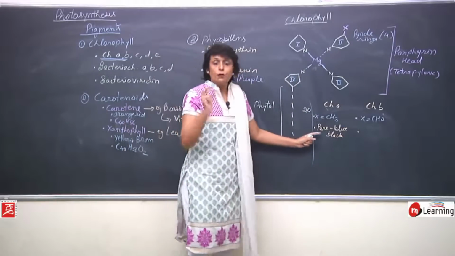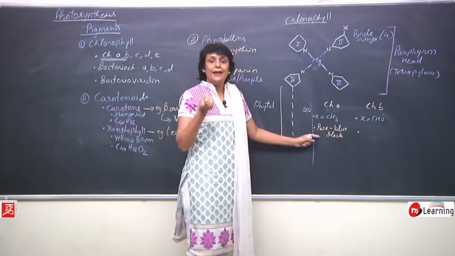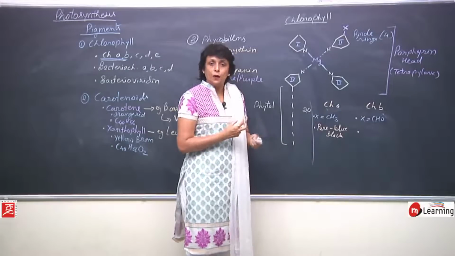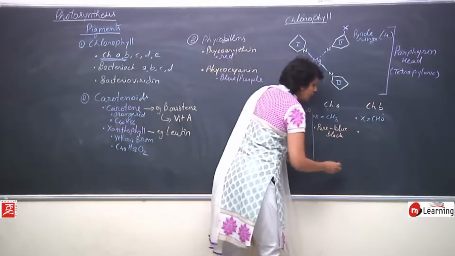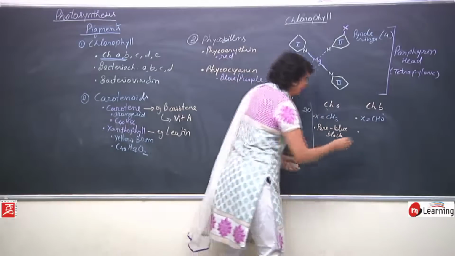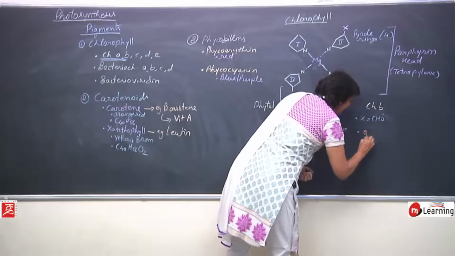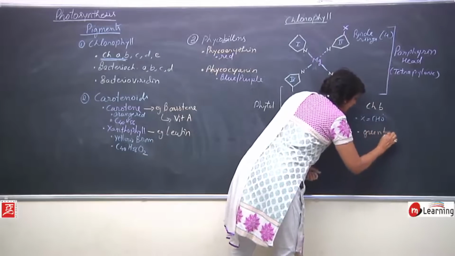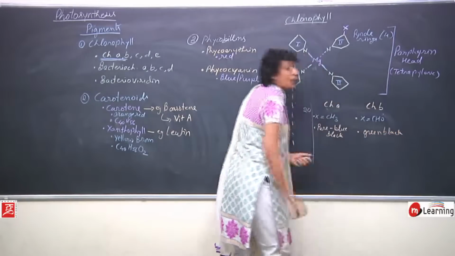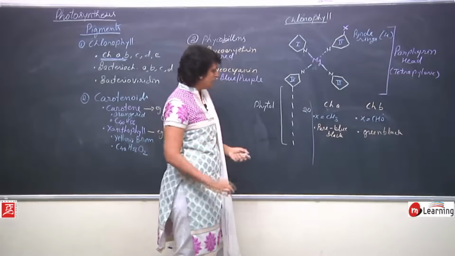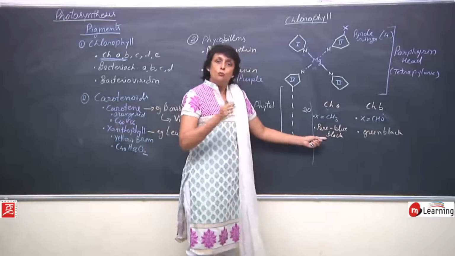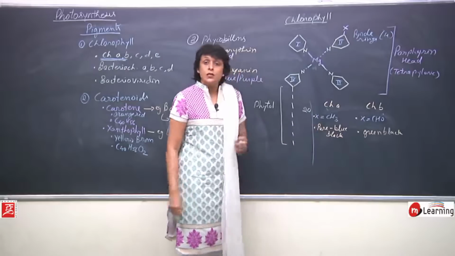What are we talking about? We are talking about chlorophyll A completely extracted from the plant, only pure form. Whereas chlorophyll B is green-black. It is also called olive green. It is little green with a blackish tinge in it, and here it is bluish tinge. So this is the pure form.